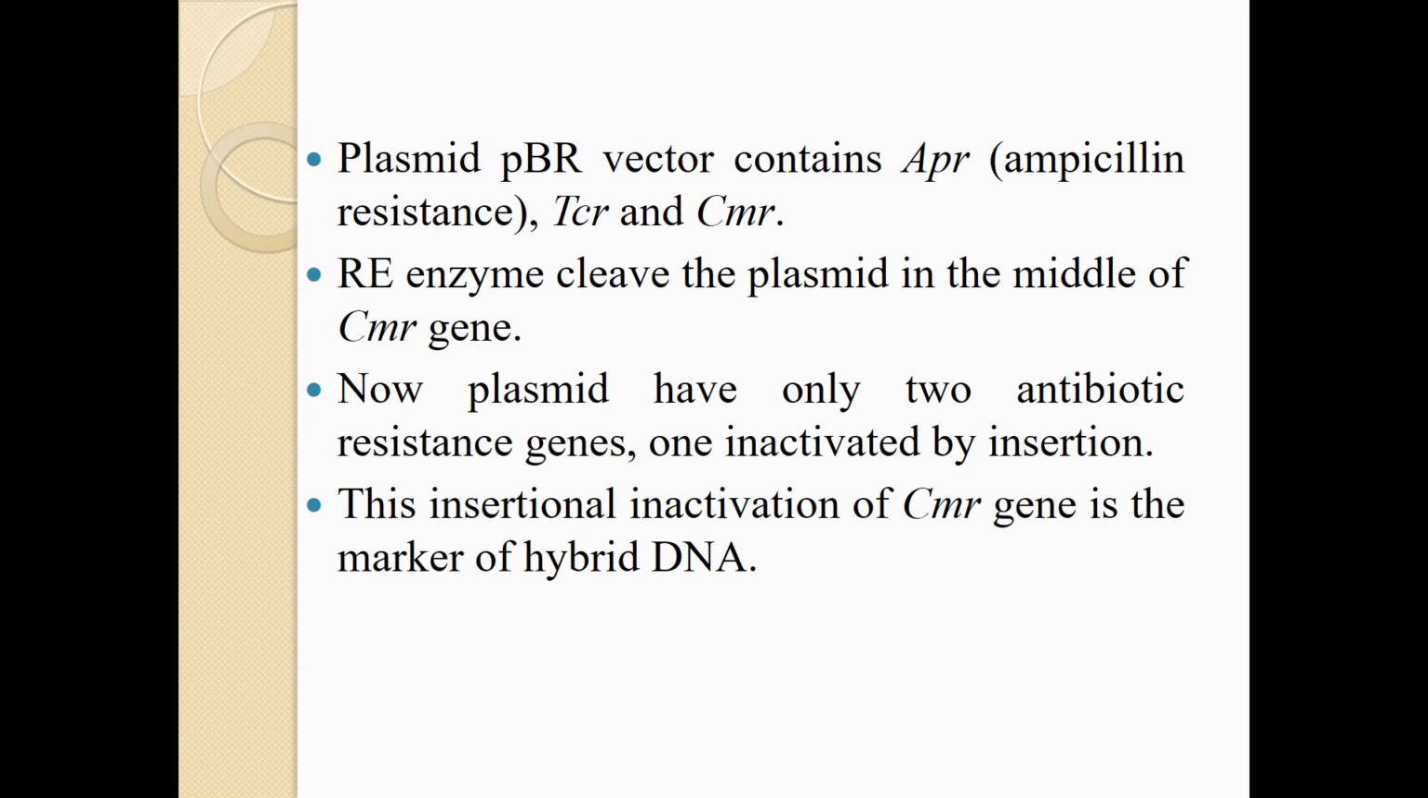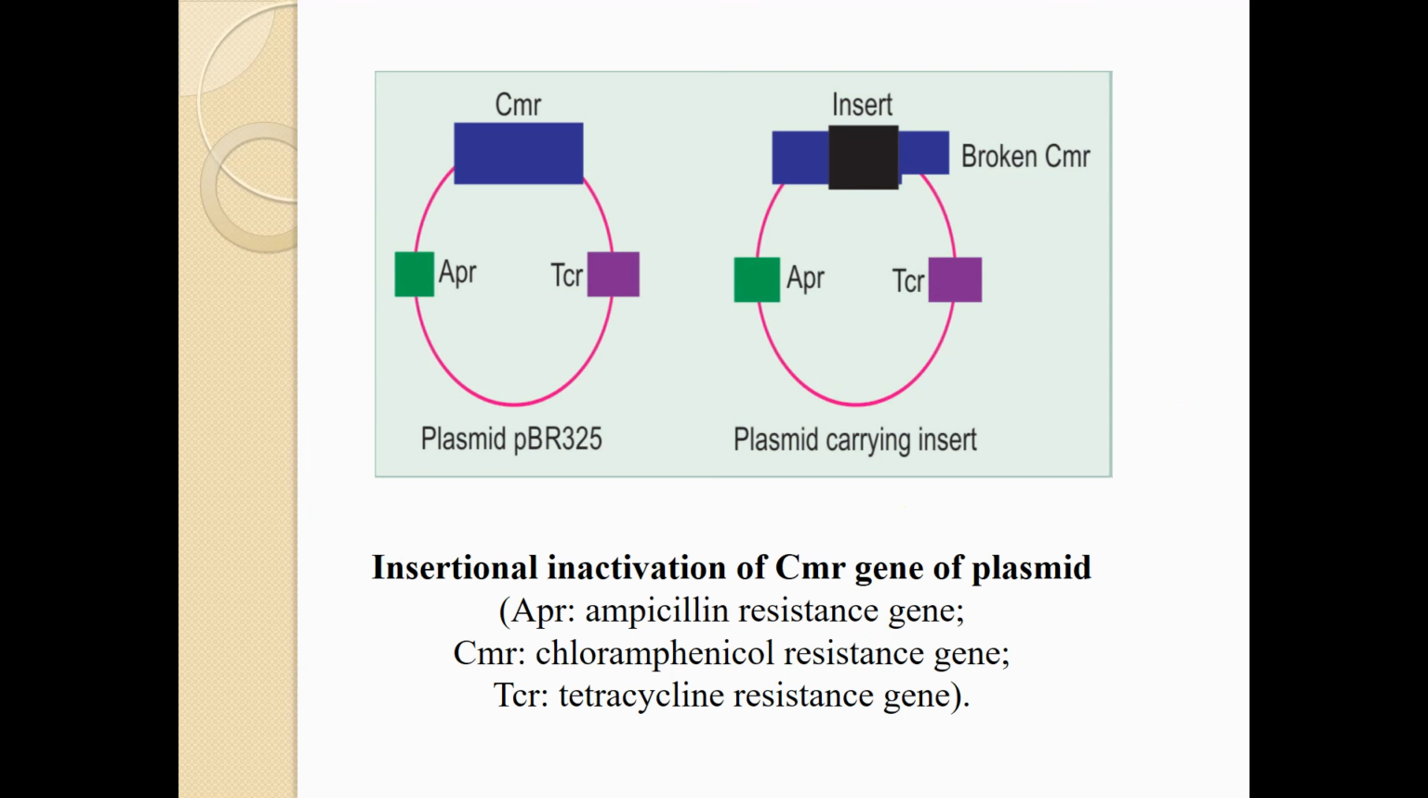As we have discussed in the previous lecture, suppose this is the plasmid. Any plasmid contains different genes that give protection to the bacteria against certain specific antibiotic drugs. This specific plasmid is named pBR325. It contains three different antibiotic resistance genes: one is the chloramphenicol resistance gene, one is the ampicillin resistance gene, and another is the tetracycline resistance gene.